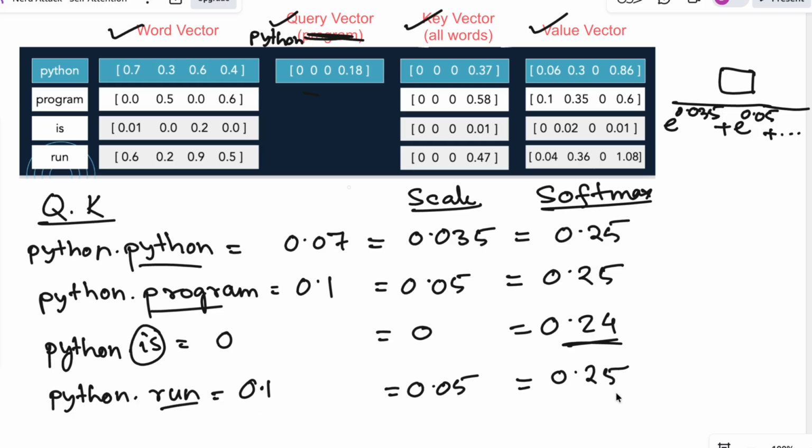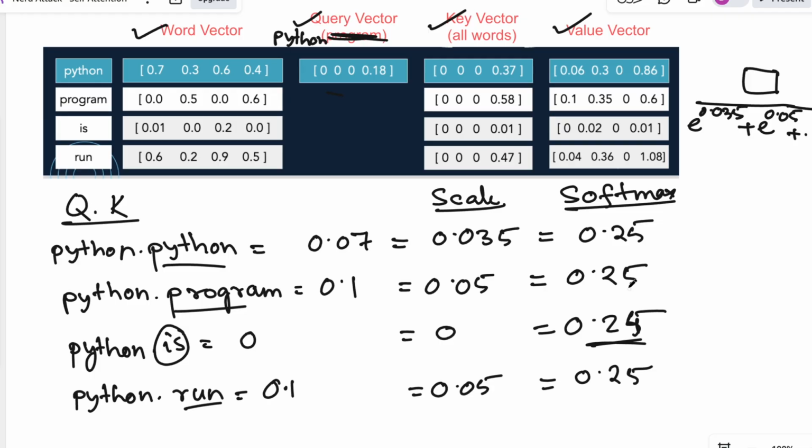Now if you add all of them, it would be 0.99. So it would be essentially 0.25, then it would be 1. So this is the attention score. Now the next step is to find out the context vector. And to do that, we will scalar multiply the attention score, which is this one, with the value vector. And these are the value vectors of the words Python, program, is, and run. So let's do that. I'm running out of space here.